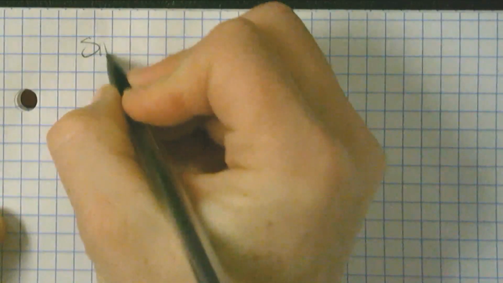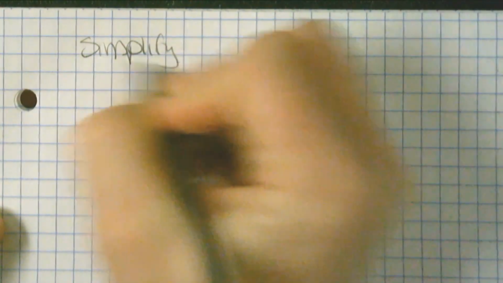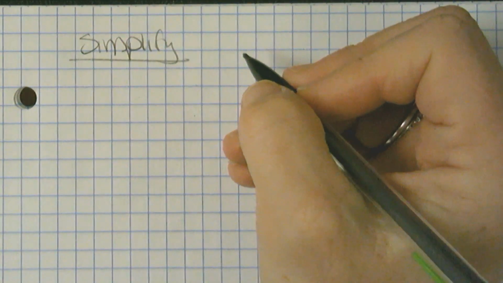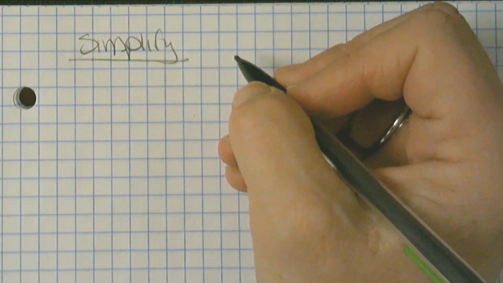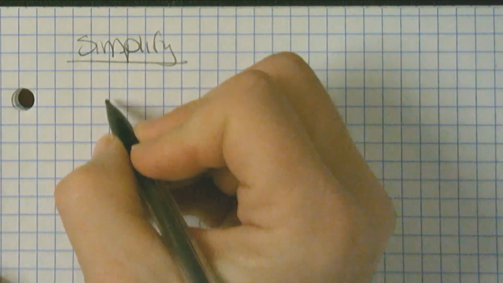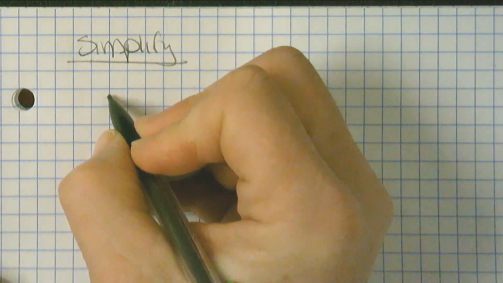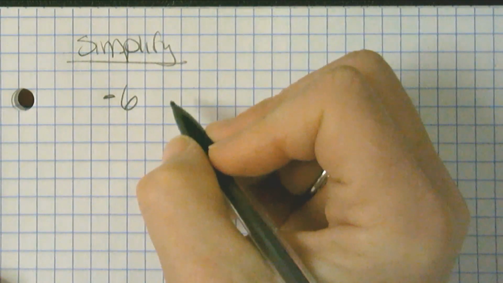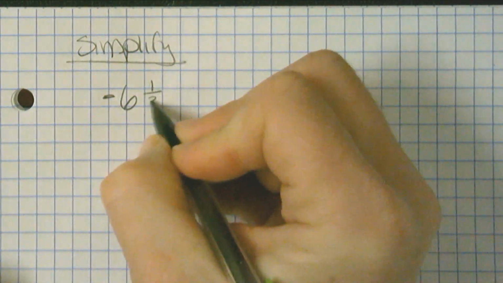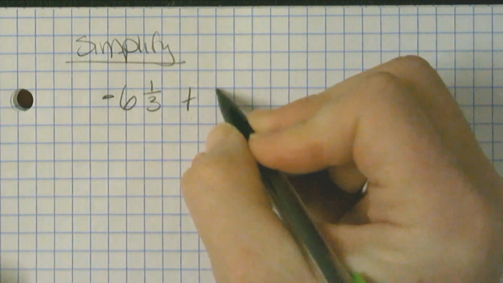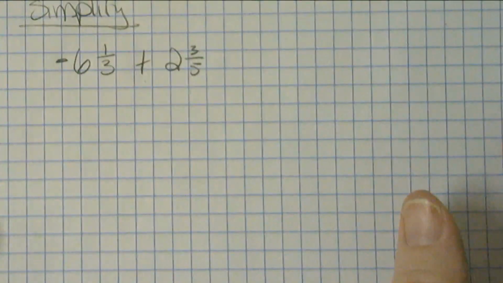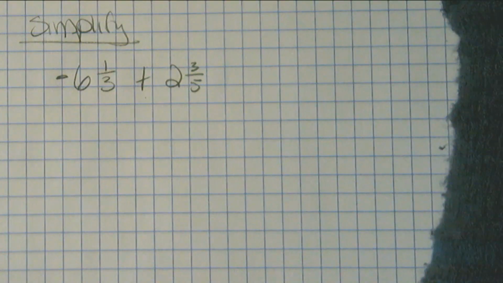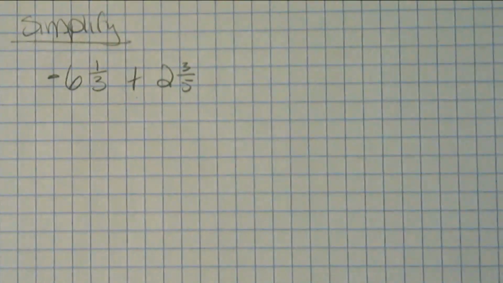I want you to simplify. So I have negative 6 1/3 plus 2 3/5. Go ahead and do this, please.